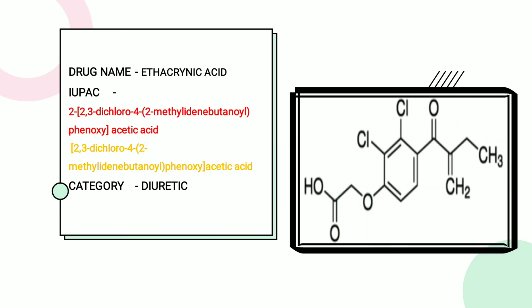Next drug is ethacrynic acid. Ethacrynic acid is again categorized into the diuretic drugs. On the chemical classification, it is a derivative of phenoxyacetic acid. So in that, where is the phenoxyacetic acid? Phenoxy means a phenyl ring and oxygen. So this is a phenyl ring and one oxygen is attached.